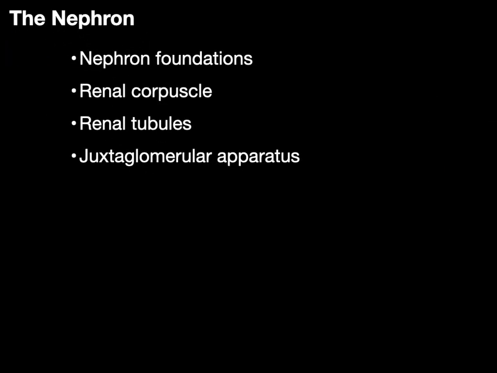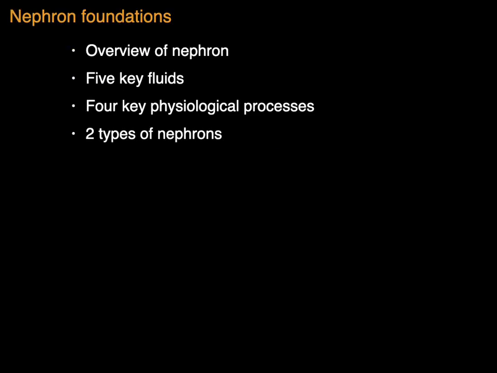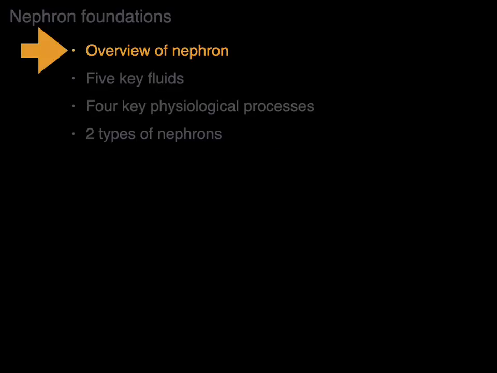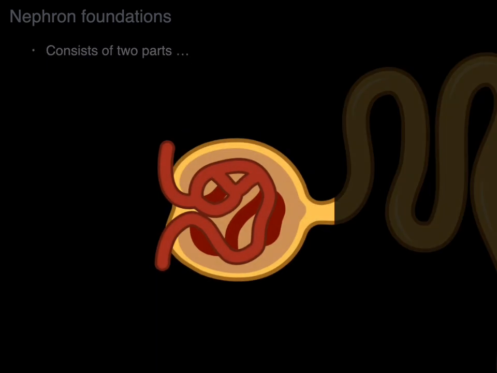So here's a list of the four topics we're going to talk about in this video tutorial. Let's start with nephron foundations and begin with an overview of the nephron. Nephrons are considered the functional unit of the urinary system, and there's about 1 million nephrons in each kidney, and they consist of two parts.